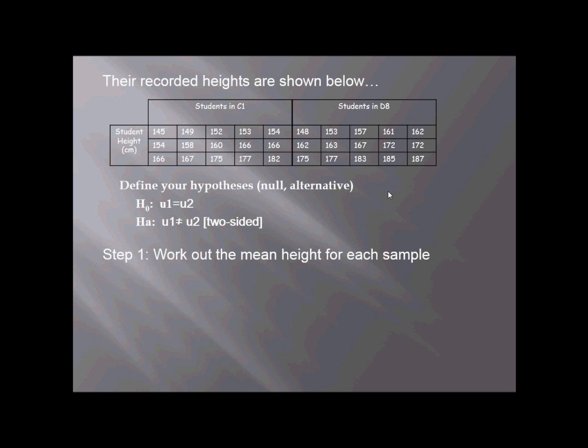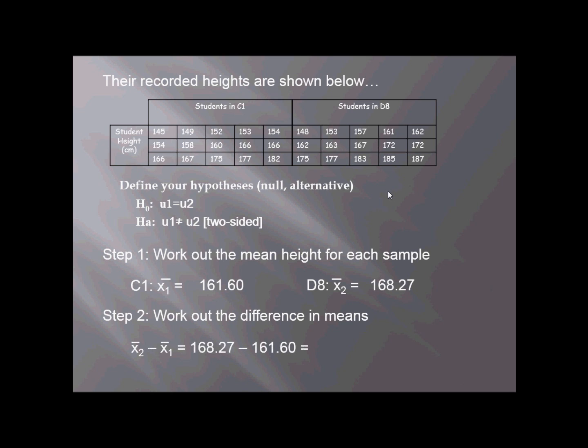First, we need to work out the mean height for each sample. We get the mean of sample 1 equal to 161.6, and the mean of sample 2 equal to 168.27. Second, we need to work out the difference in means. Using the formula, we get 6.67.